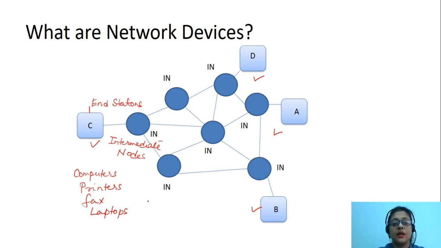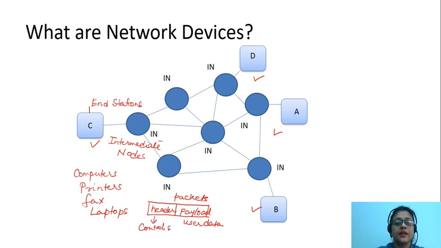Let me explain here. A message may be hundreds and thousands of bits long. So a message can be divided into smaller data chunks which are known as packets. So basically a message consists of a large number of packets. Now, a packet can be divided into two parts. One is known as the header part and the other one is known as the payload part. This payload part consists of the user data. And the header part consists of the control signals.